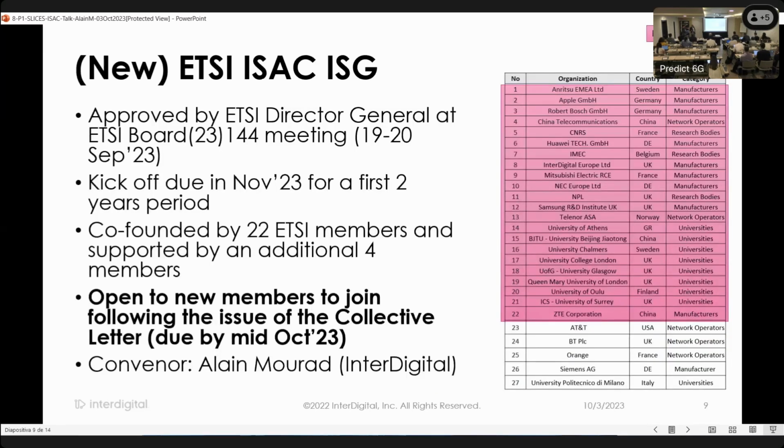Yeah, so this is, if you like, a snapshot of that ISG. ISG stands for Industry Specification Group at ETSI. So we got this approved at the board meeting by the ETSI Director General on the 19th of September. So this is still very fresh, as we say. And we plan the kickoff for this ISG on the 17th of November for the first 2 years. So we co-funded this initiative with 22 ETSI members.